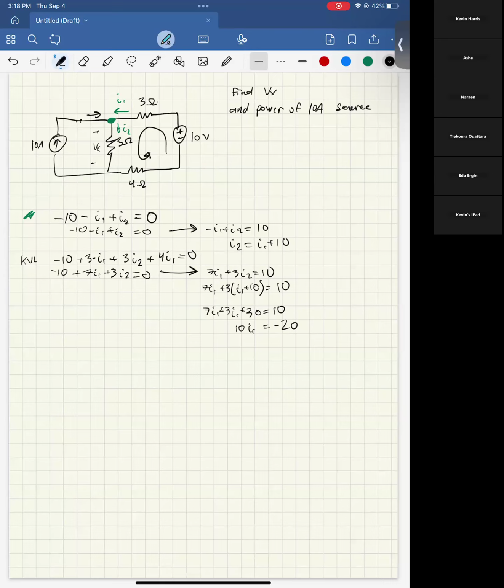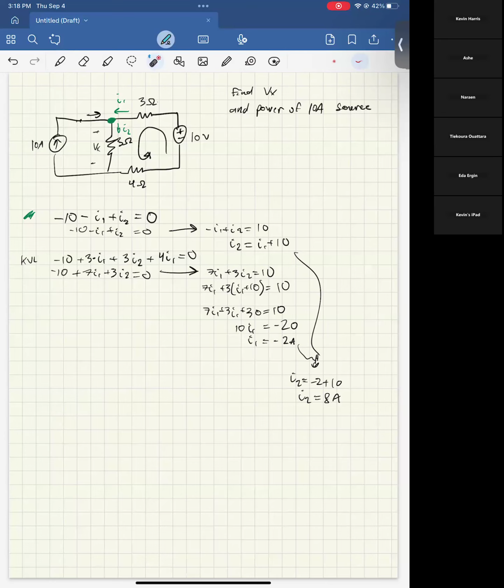Here, we will end up with a situation that I talked about earlier where you guessed wrong. So then here we'll end up with I1 equals negative 2 amps. I don't think I did the math wrong. I think that's just how it turns out. And then if we take this and plug that back into either of the two original equations, we'll end up with I2 equals negative 2 plus 10. I2 equals 8 amps. Okay, I second guessed myself, but no, that's fine.